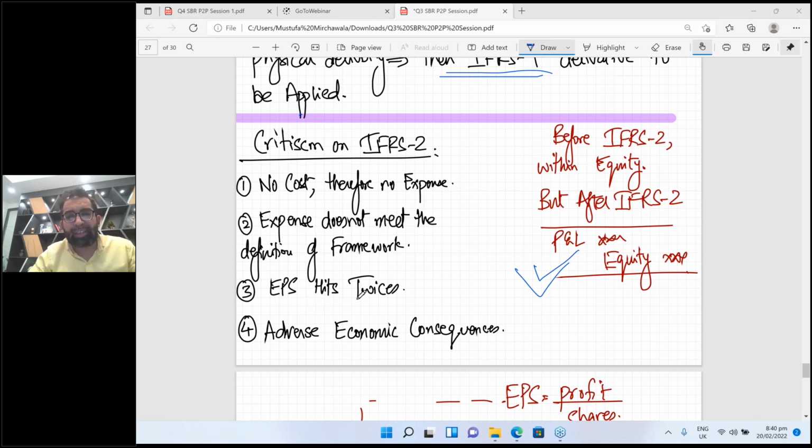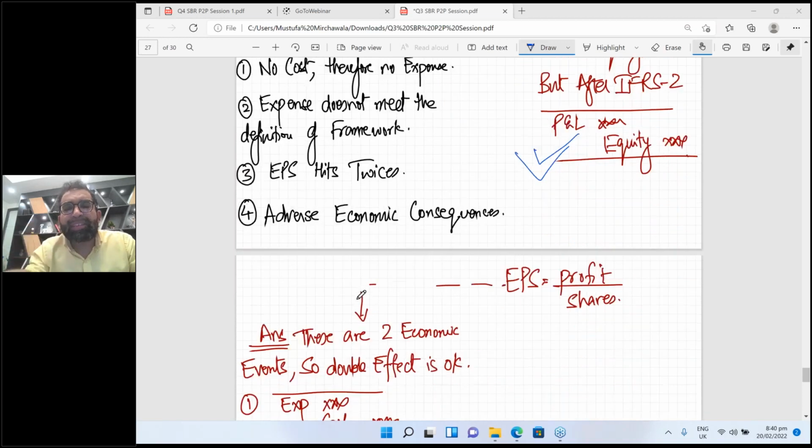The third thing is EPS hits twice. Can you see the formula of EPS? The basic formula for EPS is profit divided by shares. Now wait, see this entry. When you book expense, your profit goes down. And when your profit goes down, your numerator goes down, so EPS will go down the first time. Secondly, when you credit equity, that means ultimately you are issuing shares. Because of issuing shares, your denominator will go up, and when your denominator goes up, your EPS will again go down. So there is a double hit on EPS. So accountants were not happy.